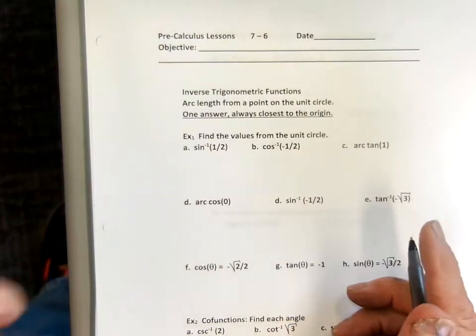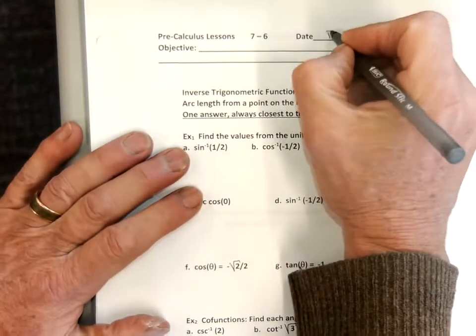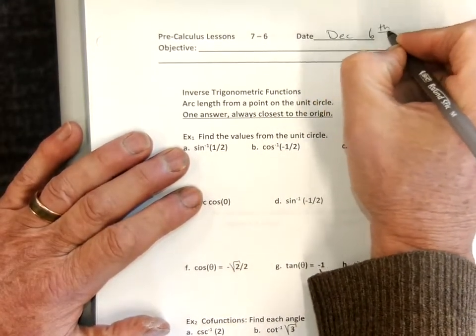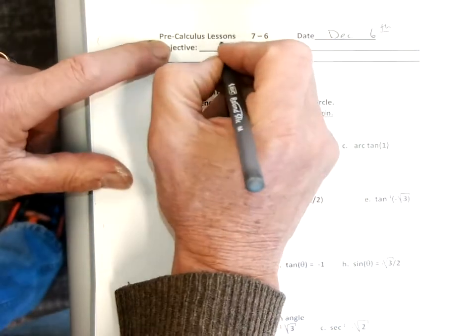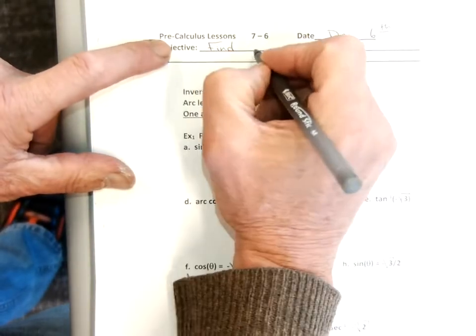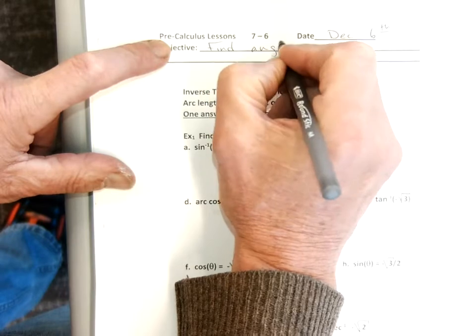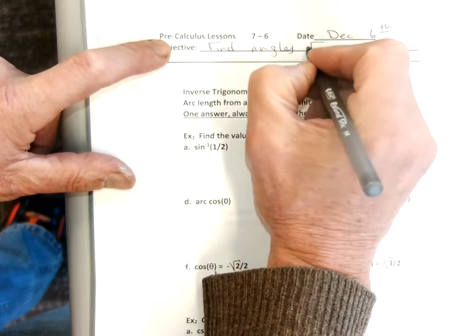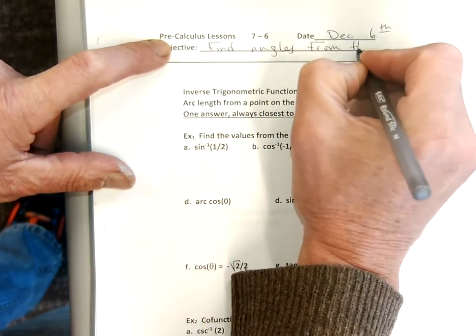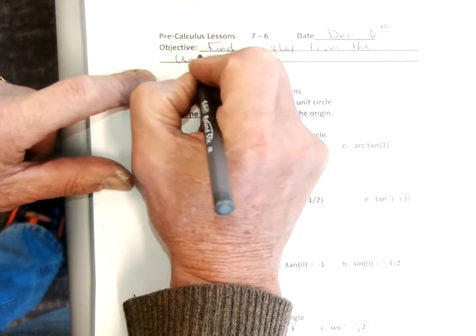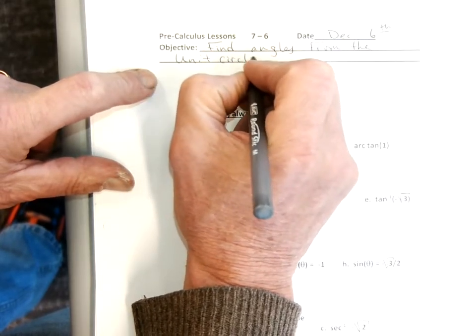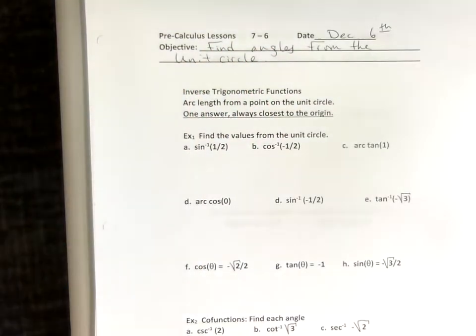So today's date, December 6th, and today what we're going to do is we're going to be finding angles from the unit circle, okay? We're going to be finding the angles. All right, so grab your unit circle, please. Grab your unit circle, okay?